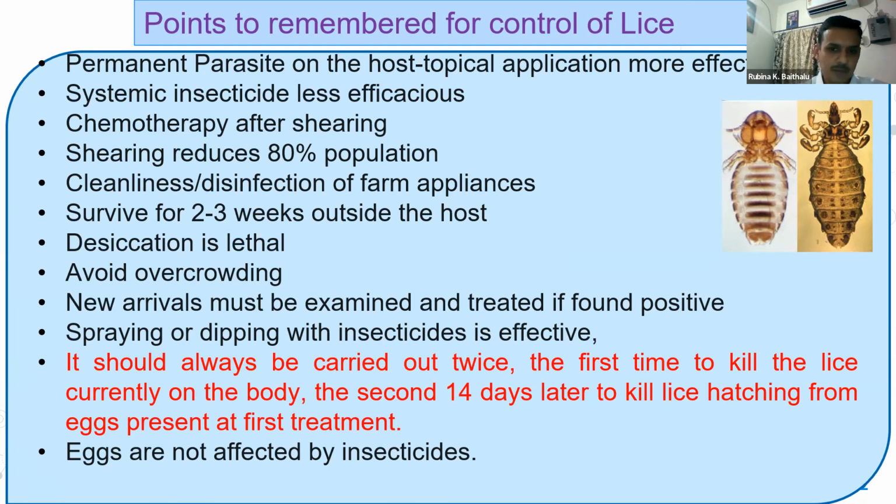Whenever you are controlling the lice population, treatment should be done twice. Remember this, it is very, very important. The first time is to kill the lice currently on the body, and the second, after 14 days, is to kill the lice hatching from the eggs present at the time of treatment. So within an interval of 2 weeks there should be a second treatment. Then the lice population can be controlled.